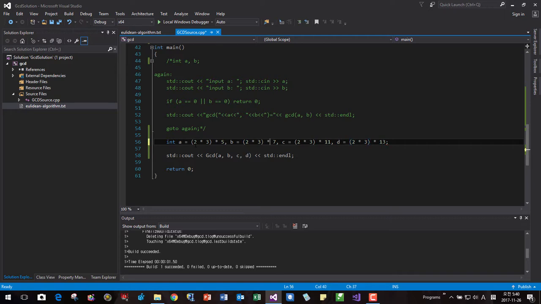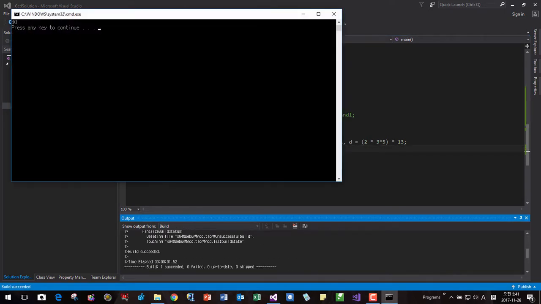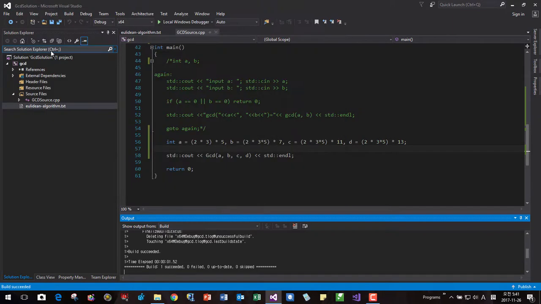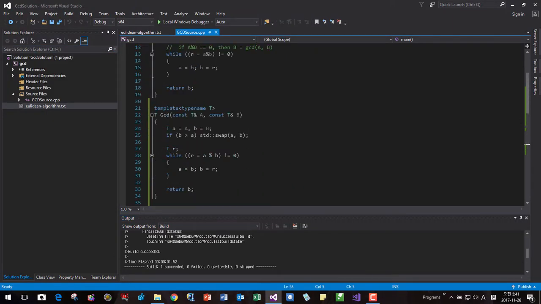Now I will put 5 here. Oh, actually I don't need 5 here. I will put 5 here, and I will also put 5 here. Also here 5. Now let's run it. We should have 30. Okay, 30.